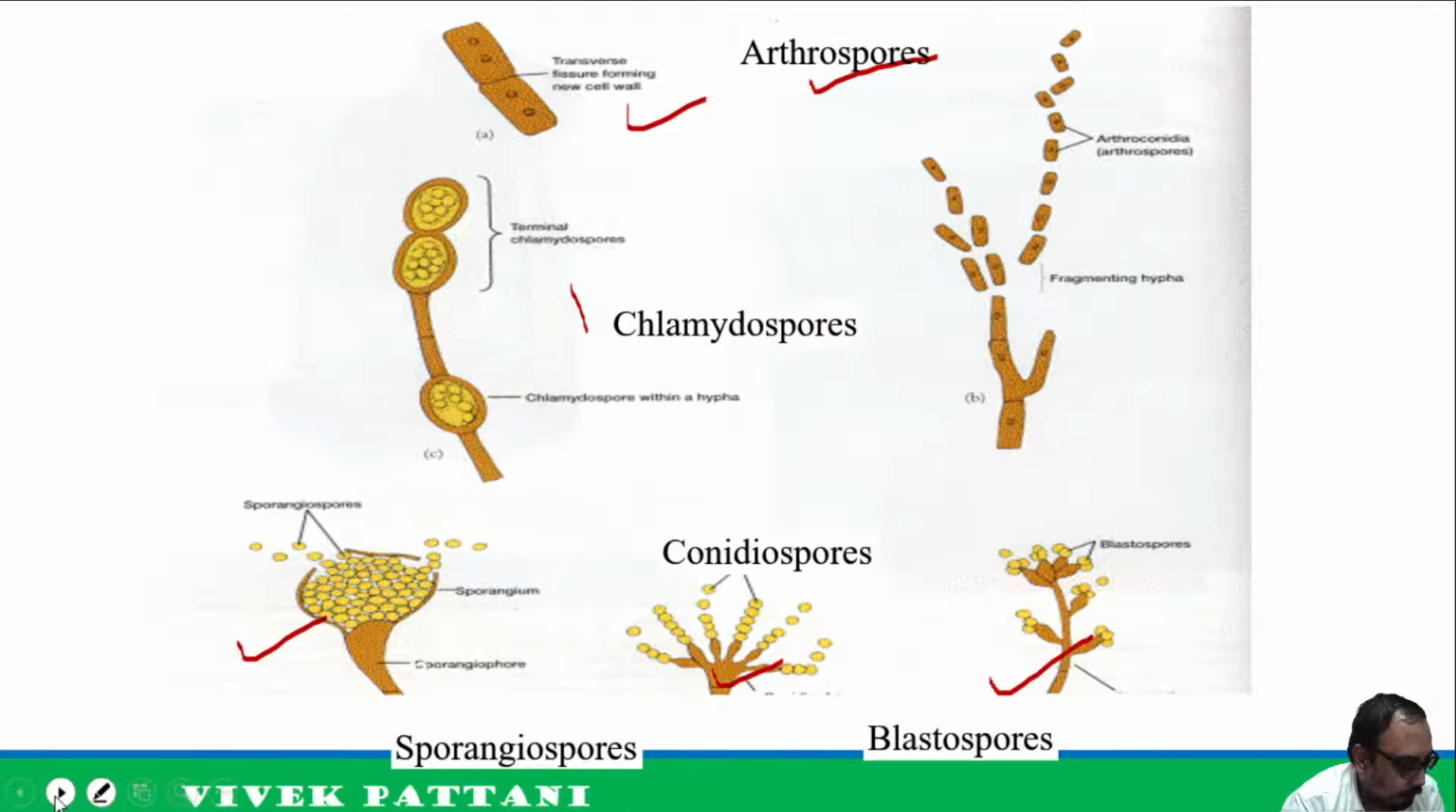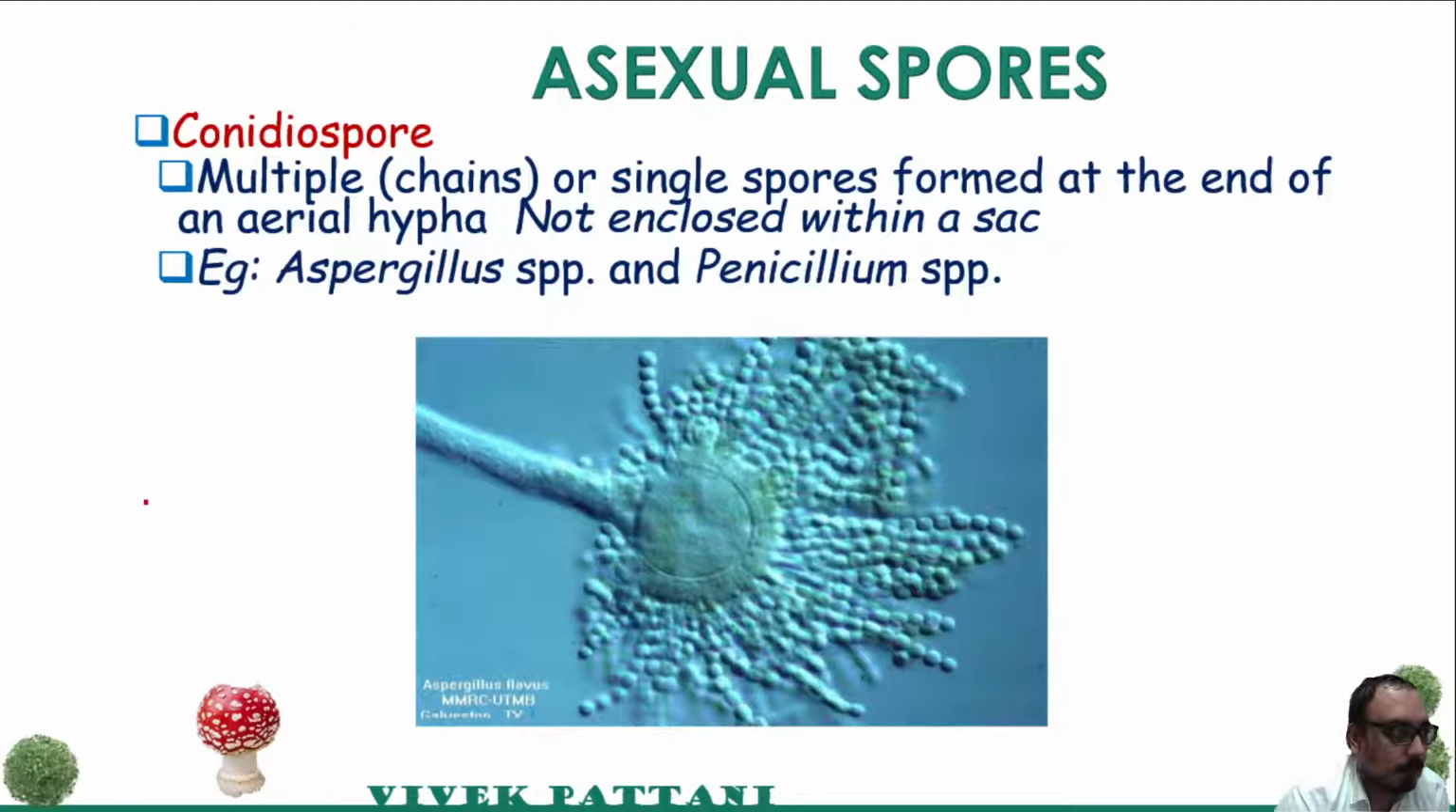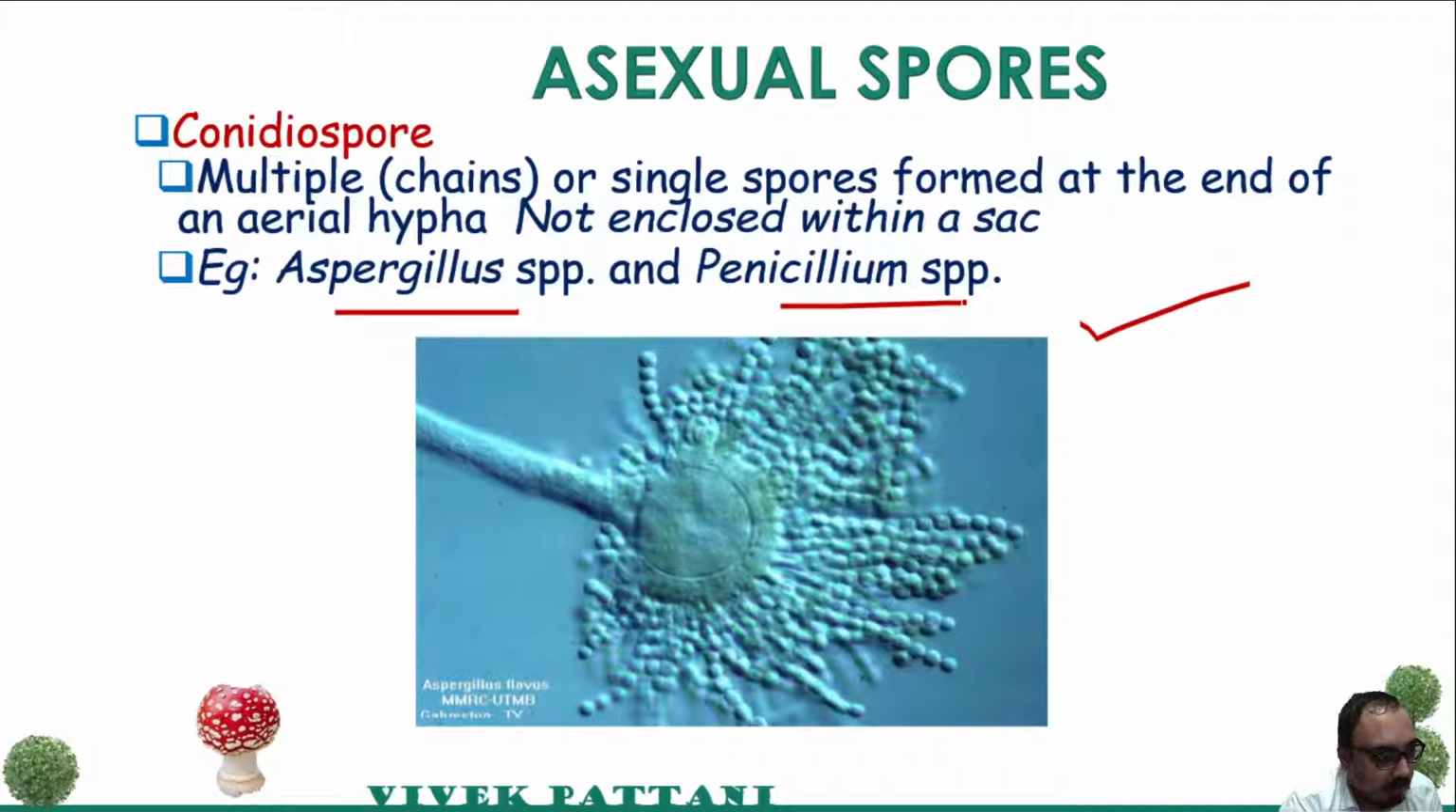Okay, now conidiospores, what are they? They are multiple chains or single spores formed at the end of the aerial hyphae, but they are not enclosed in a sac. Examples are Aspergillus species and Penicillium species.